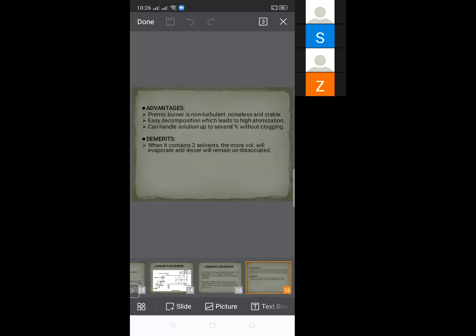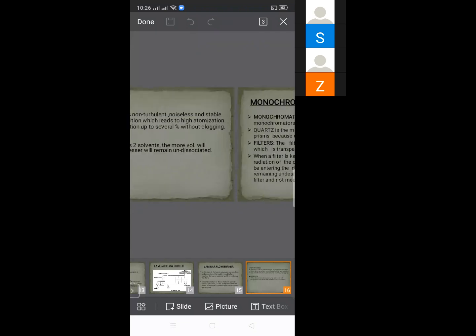So there are some advantages and disadvantages of the premix burner. The premix burner is non-turbulent, noiseless and stable. Easy decomposition leads to high atomization. It can handle solutions up to several percent without clogging. And the demerits are that when it contains two solvents, more volume will evaporate and less will remain undissociated.